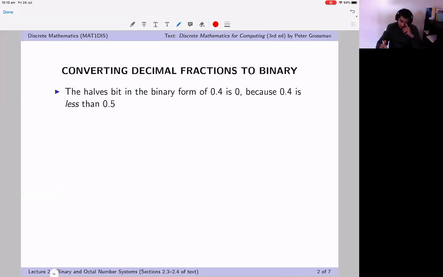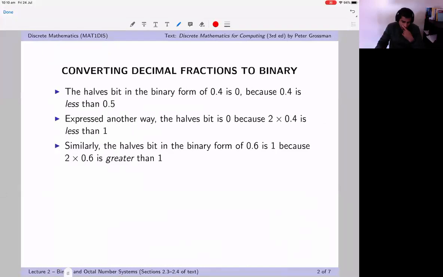I'll explain that in a minute. So the half bit of 0.4, that means a number which is lower than 0.5 would be 0 and higher than 0.5 would be 1 bit, okay? So if I'm writing that in fraction form, a fraction less than half would be 0 bits and higher than half is the 1 bit. That's how we regard that.